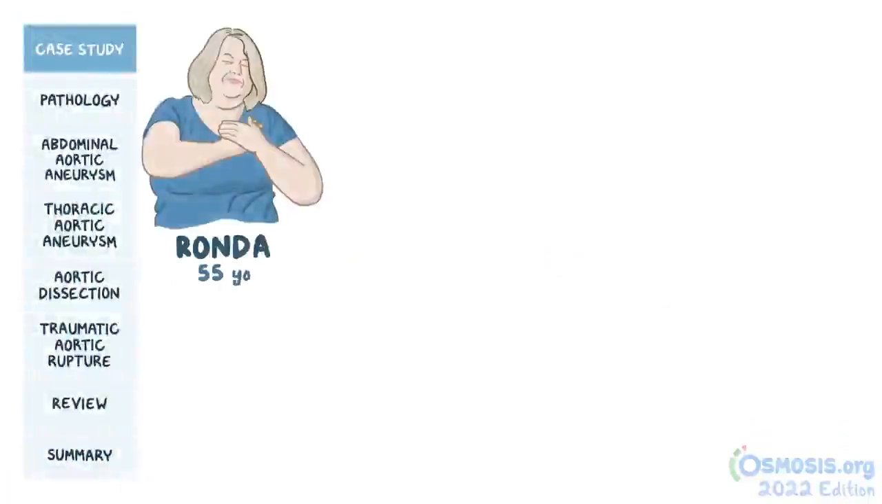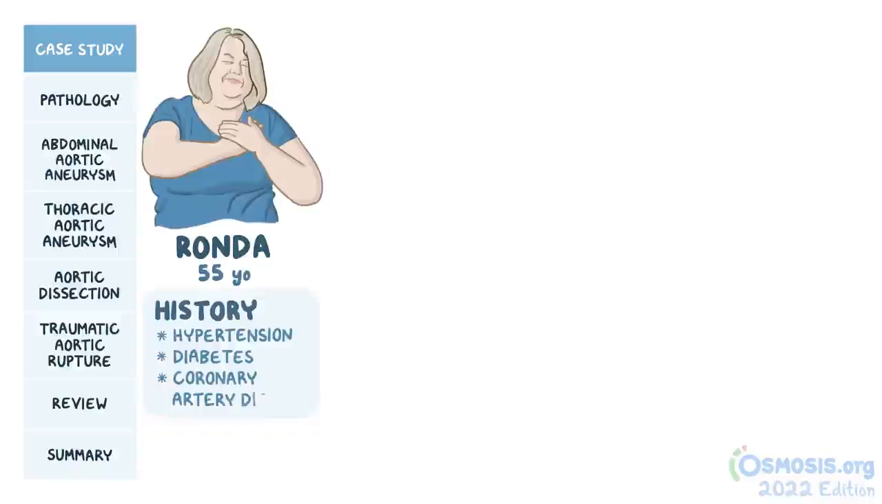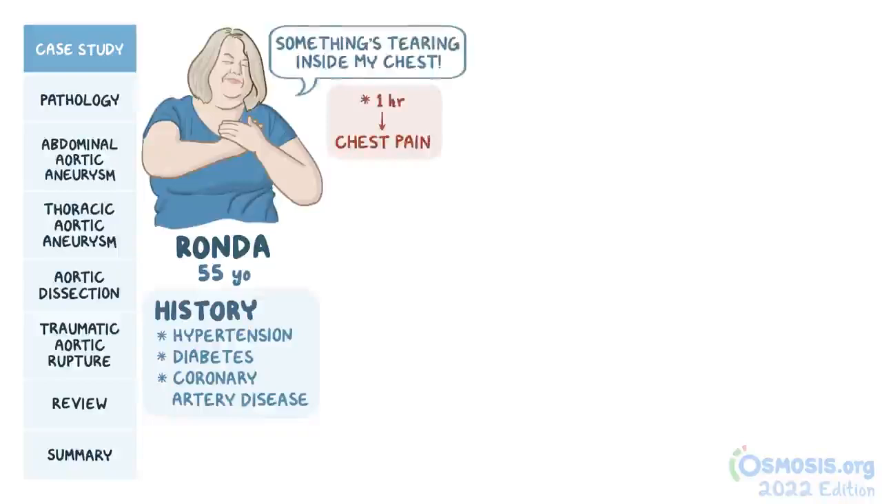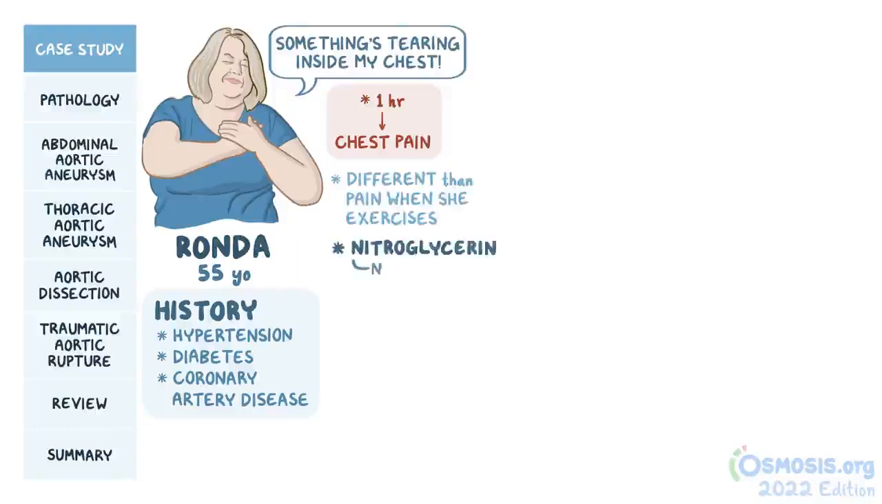Rhonda is a 55-year-old with a history of hypertension, diabetes, and coronary artery disease, who came to the emergency department with a 1-hour history of sudden chest pain that's described as, "Something's tearing inside my chest." She says this pain is different from the occasional chest pain she gets when she exercises. She was given nitroglycerin in the ER, but the pain did not improve.